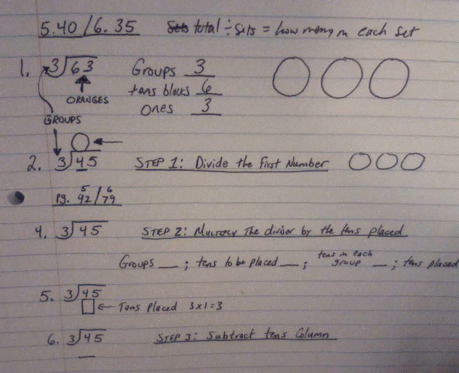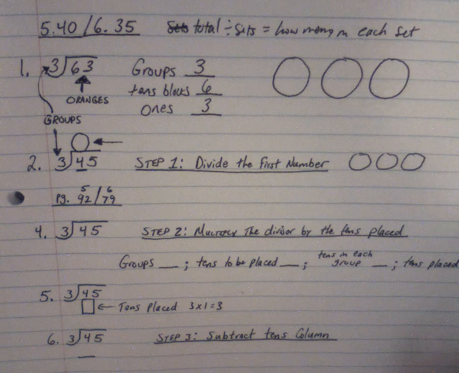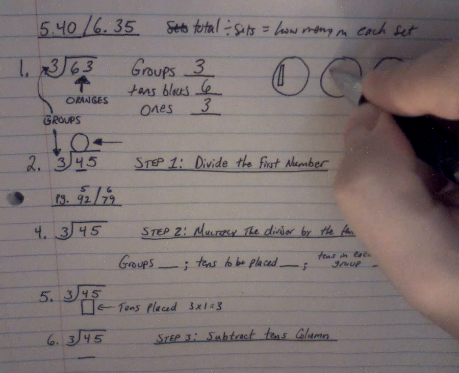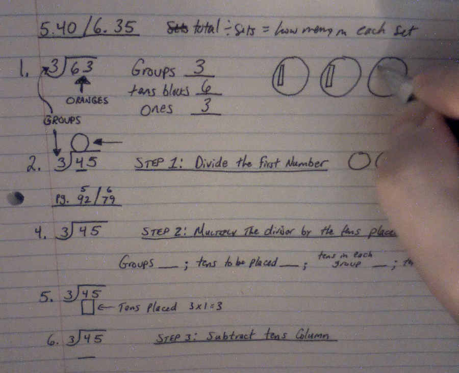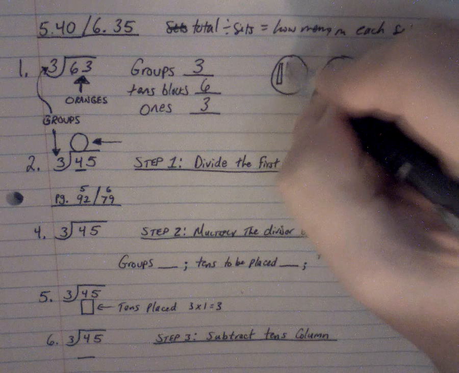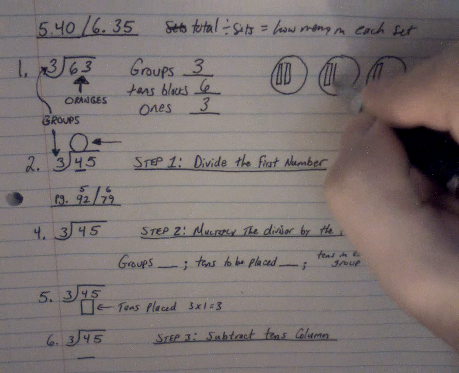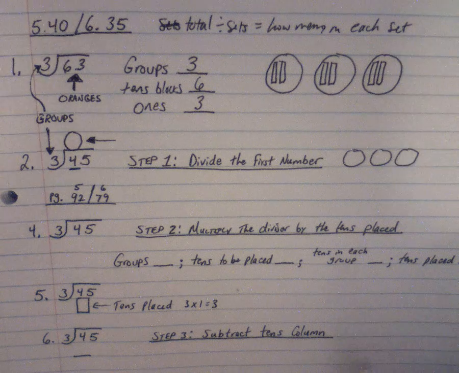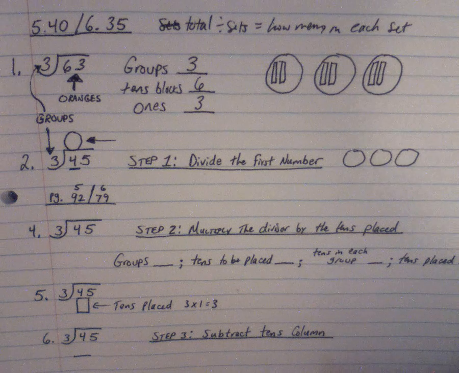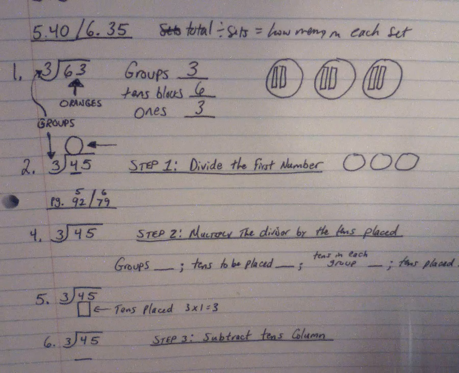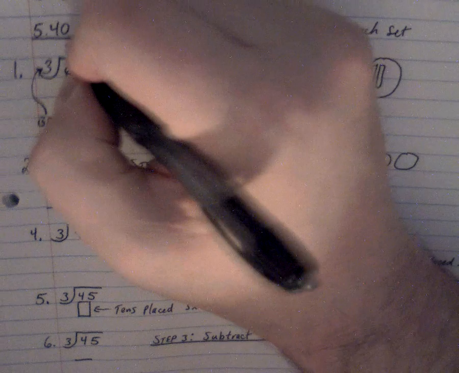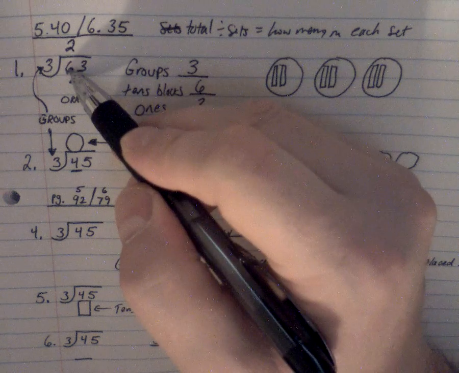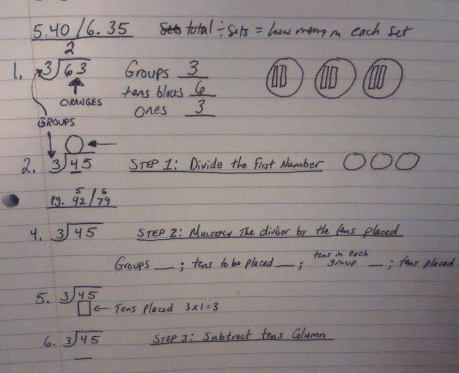So we know we have 6 tens blocks, and we know we have 3 groups. So let's just add till we get 6. 1, 2, 3, 4, 5, and 6. Okay, so how many tens blocks did we place in each group? 2. So that's going to be my number up here, and if you notice, 2 times 3 is going to give me 6. Okay, so that's perfect.